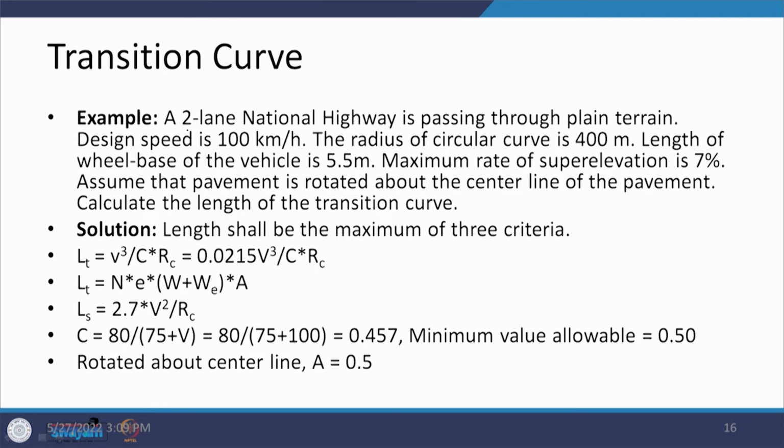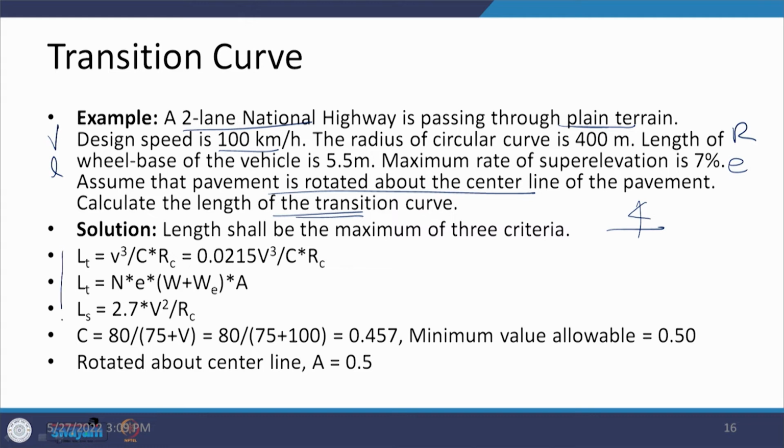We have a 2-lane national highway passing through a plain terrain. The design speed is 100 kilometers per hour. So, V is 100 kilometers per hour. The radius of the circular curve is 400 meters. The wheelbase is 5.5 meters. Maximum rate of super elevation is 7%. And the pavement is rotated about the center line of the pavement. So, that situation is there. We have to calculate the length of the transition curve.